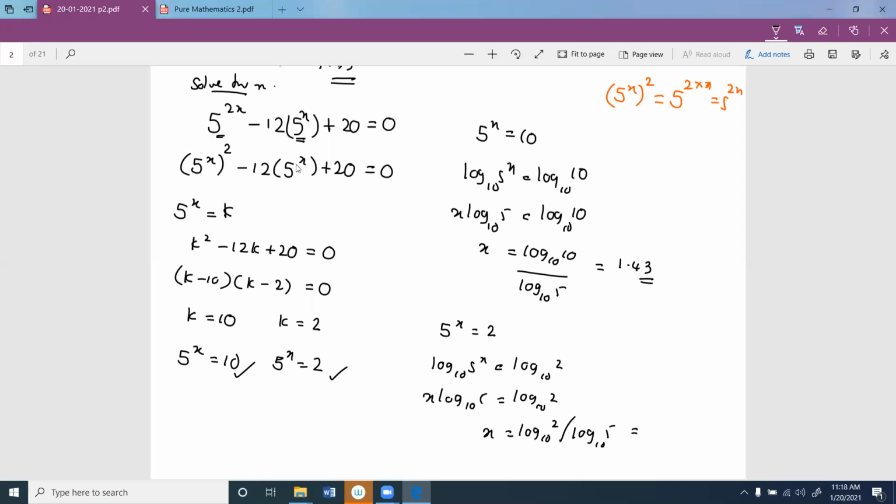So you can say log 10 of 2 divided by log 10 of 5. Then you get the answer as 0.431.